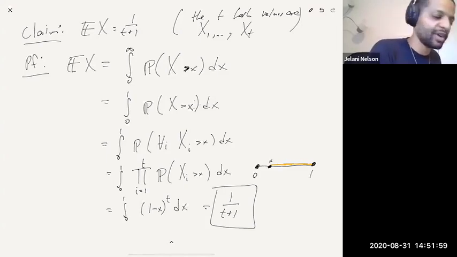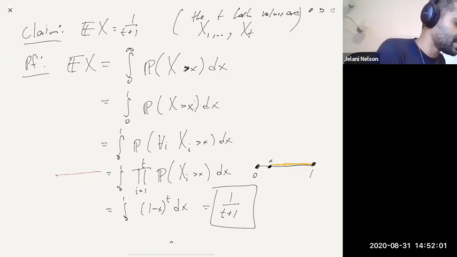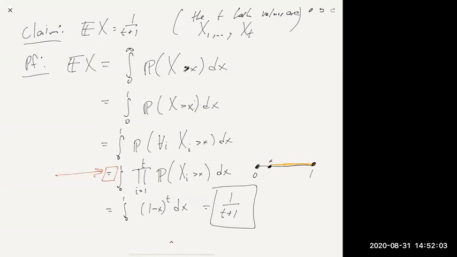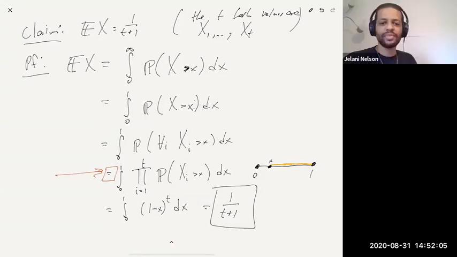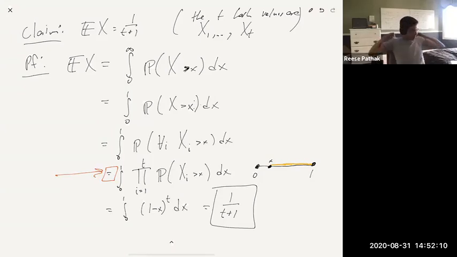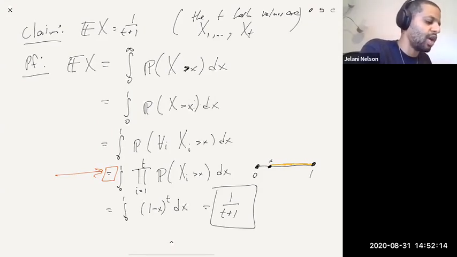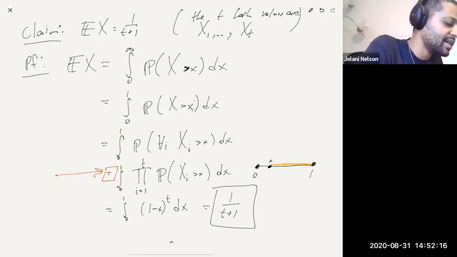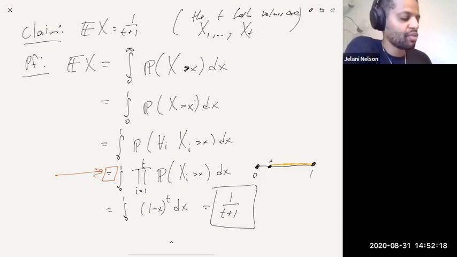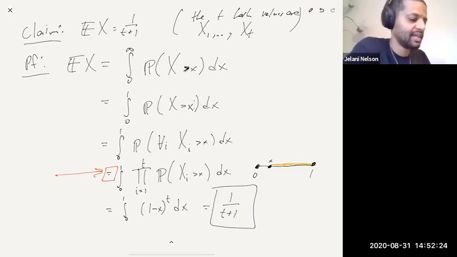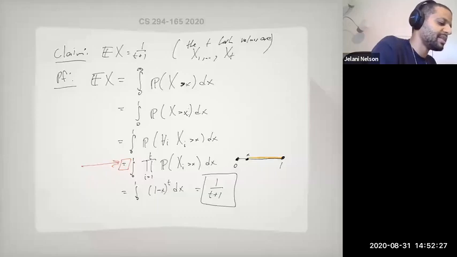So I'll tell you the line. You're going to tell me why this is a problem. This line right here, this equality, is a problem. Why is that? They're not t-wise independent. Yeah, exactly. T could be huge. T could be as big as n. This line is saying that all of the x_i's are bigger than little x. Well, since they're independent, it's the product of the probabilities. That's not true anymore, because they're not fully independent. They're only 2-wise independent.